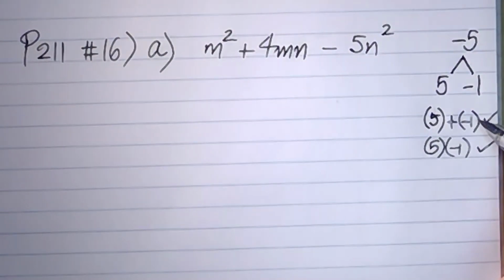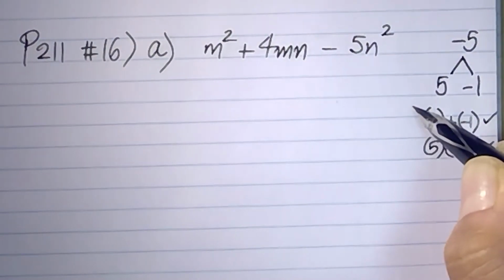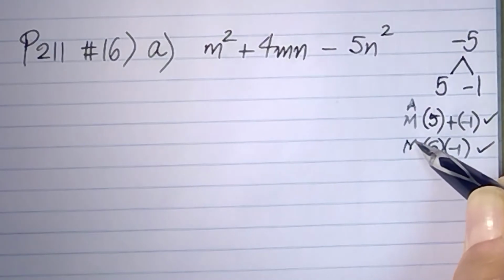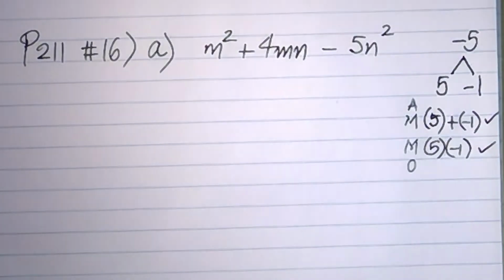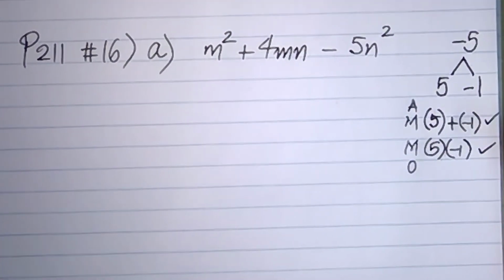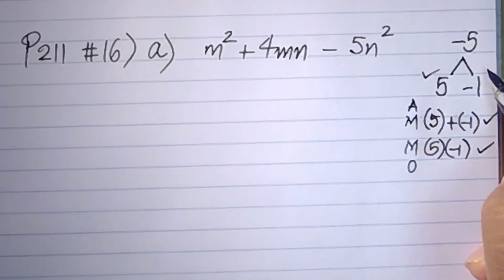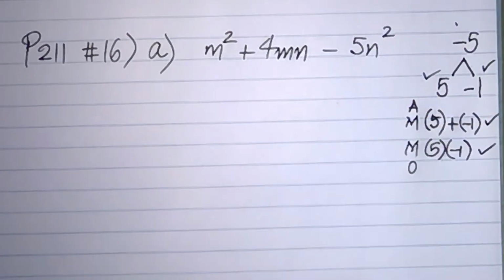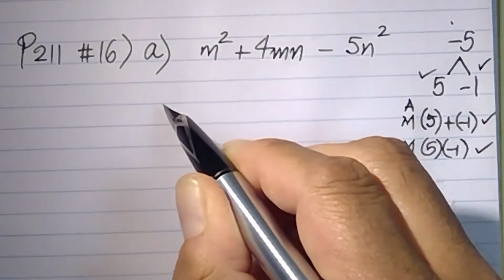So you want to add to the middle, multiply to the outside. Okay? There's your ammo to fight through quadratics. So once you have these numbers, double check. 5 times -1, -5. 5 plus -1, 4. All right. Here's the difficult part.